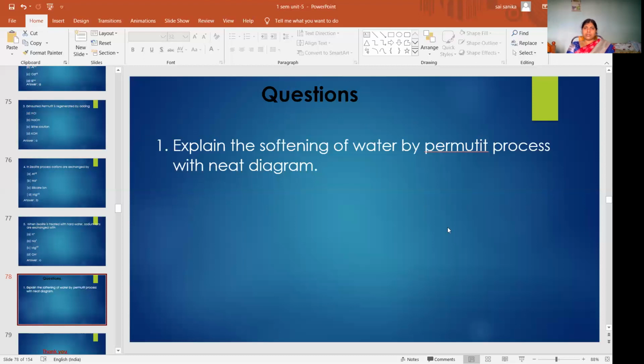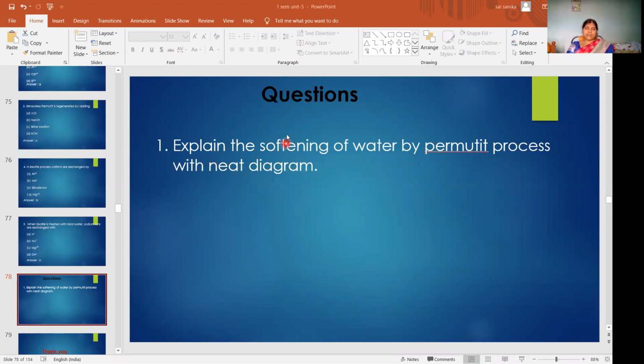Okay? So understood students, this is about the zeolite process. Very, very simple process. Some equations are somewhat difficult, but if you practice those equations, it will be easy for you. Two or three times, don't just look at them like this. You have to write those equations 4-5 times. Then you will be perfect in those equations.